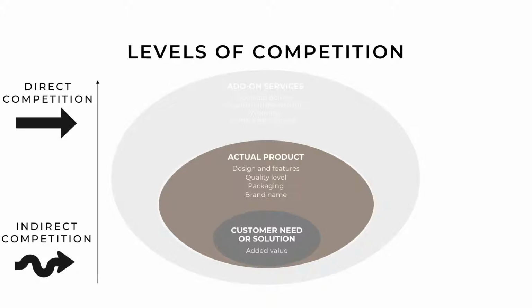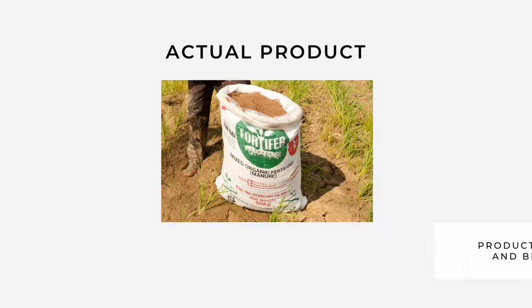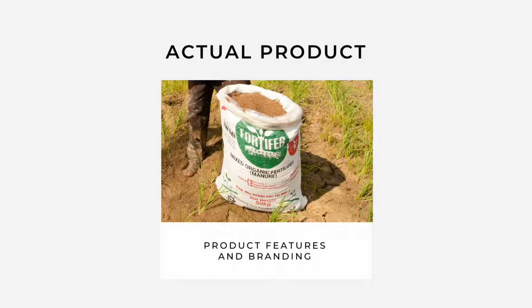Now, here, this is about the product. This is your briquettes or any other product that satisfies the same customer need of cheap smoke-free energy source for heating. So a product can be differentiated from the competition with different design and features, for example, for storage of briquettes, quality level, packaging, the brand name, or anything else that is directly associated with the product. Let's think of another example. So if you sell fertilizer, you can differentiate yourself from the competition by fortifying the fertilizer or by branding the packaging differently.